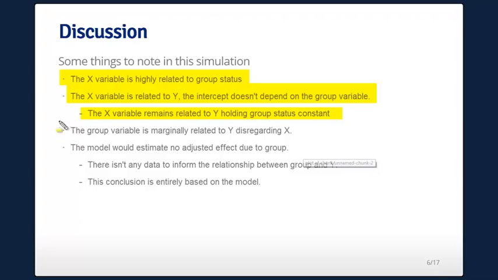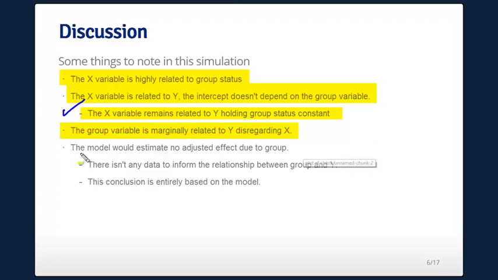Let's see some other points. So the group variable is marginally related to y disregarding x. That just means that those marginal means are hugely different if we disregard x. And I think I should have expanded on this point right here, that the x variable remains related to y holding group status constant. What I mean by that is if you look just at the blue group, it appears to be linearly related to y. And if you look at just the pink group, it appears just linearly related to y. Okay.